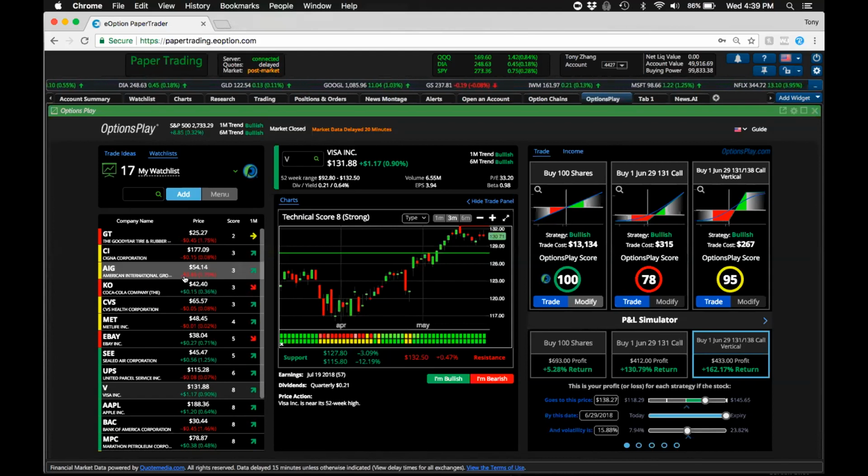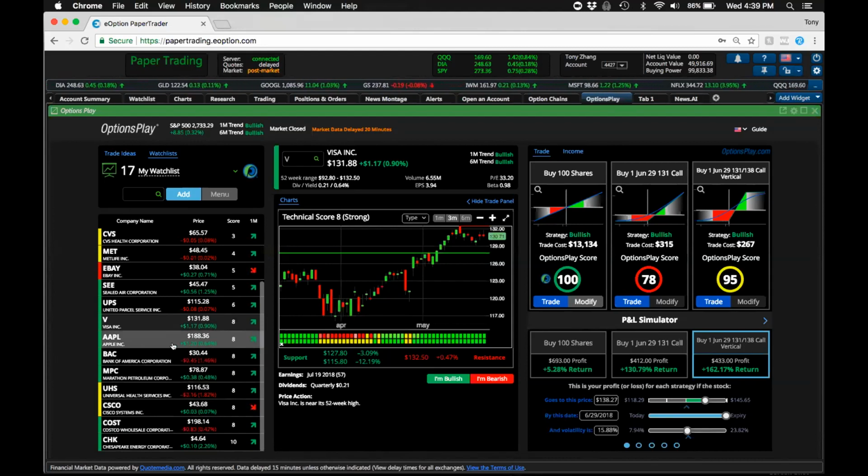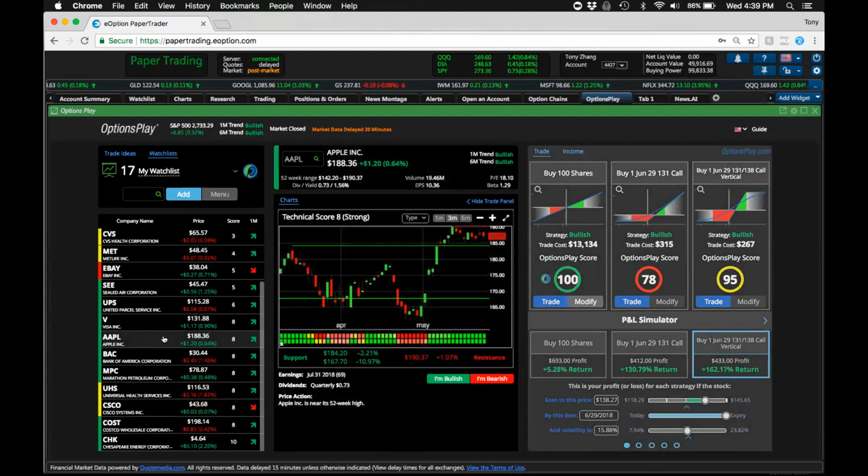These are bearish stocks that I'm probably not going to look at. So if I'm looking for bullish stocks, I want to look for stocks with high scores. So let's take a look at Apple real quick. As you can see, it's telling me that it's got a score of 8.